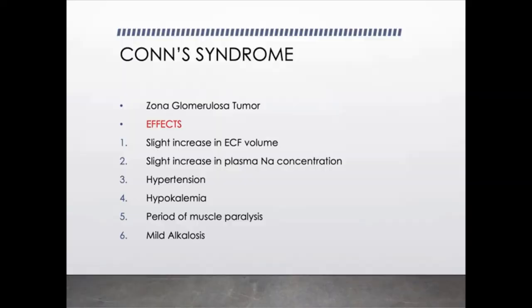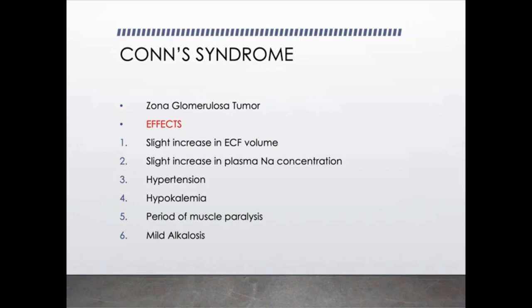The next one is Conn syndrome. In Conn syndrome, it is basically due to the excess release of mineralocorticoid. Usually it is caused by a tumor of the zona glomerulosa cells, in which there is more mineralocorticoid.